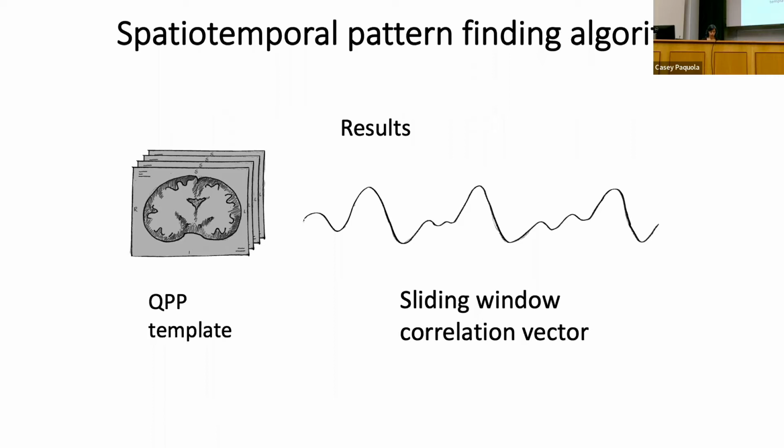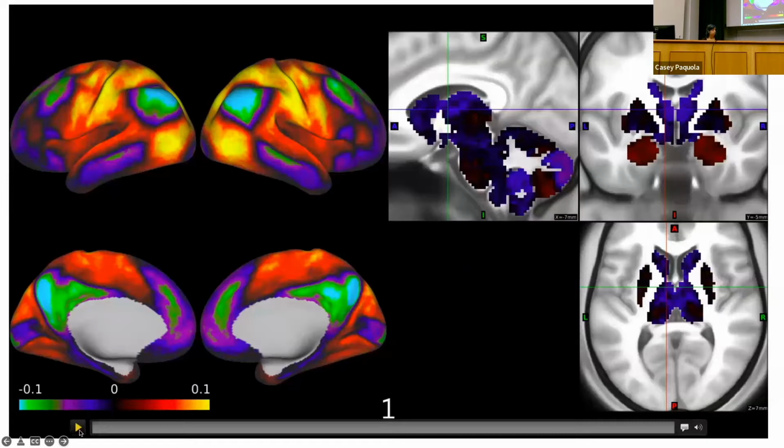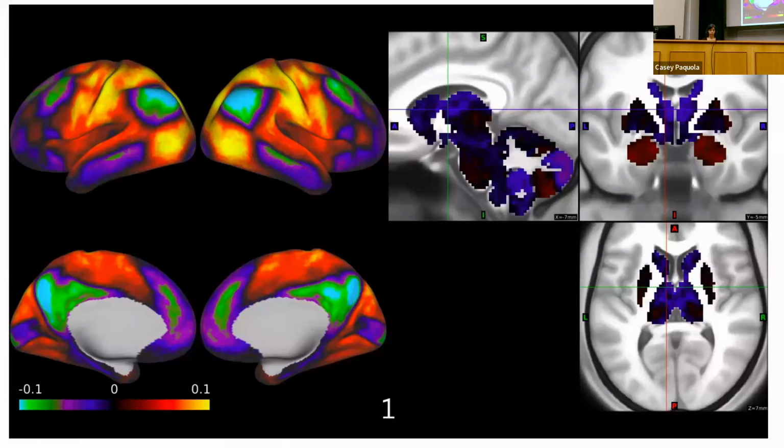This is the template created from the Human Connectome Project data. And what you're going to be looking at is just activity over time in the template. Any activity that's depicted in warm colors is above the mean for that particular voxel. Anything in cool colors is below the mean. So here we go.